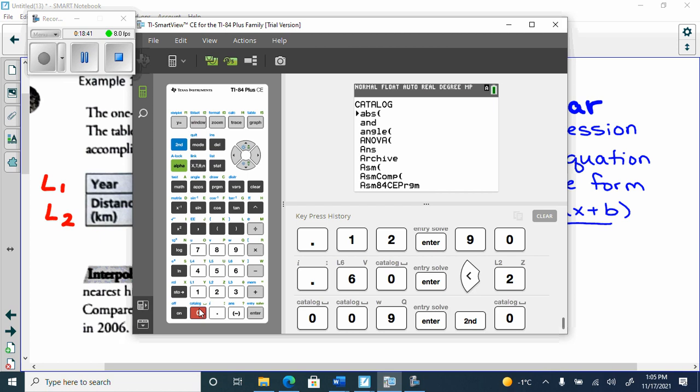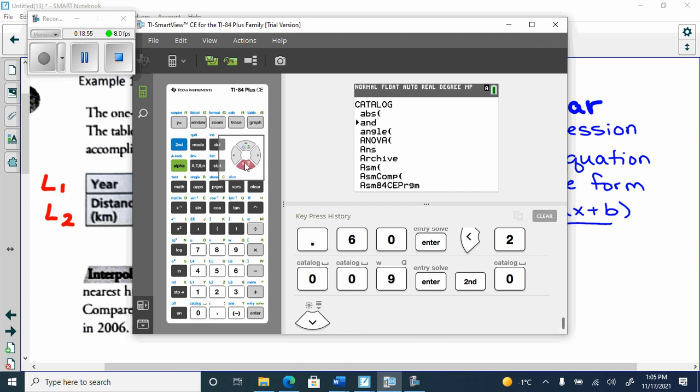Now, it'll get you there, but you have to watch, because you do not pick diagnostic off. You're going to have to start over again. There's two of them. You want diagnostic on.